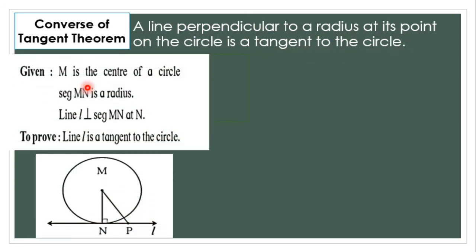So here is the given and figure. In the given, M is the center of the circle. Here you can see in the figure, M is the center of the circle and segment MN is a radius. Line L is perpendicular to segment MN at N. Now what we have to prove? We have to prove that line L is a tangent to the circle, isn't it? Why? Because it touches the circle at only one point, at N. Now we have to prove this only.